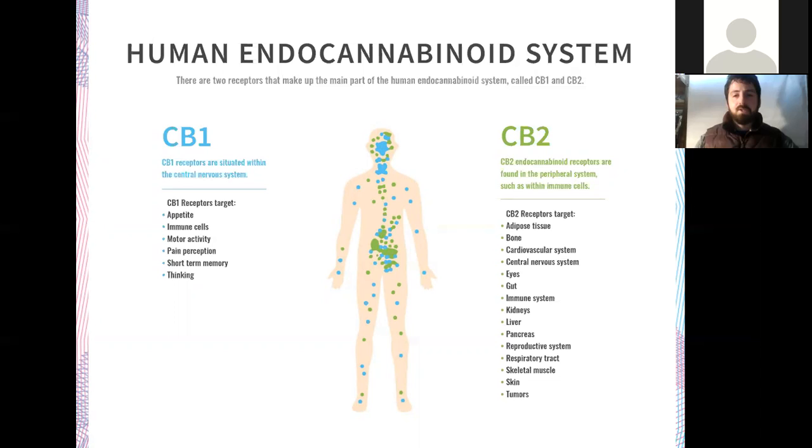And so we actually produce endogenous cannabinoids internally through dietary fats that we ingest, which then create the endocannabinoids, which are lipid-based neurotransmitters. And so we have two main endogenous ones. One of them is called anandamide, and the other one is kind of a mouthful, so we'll call it 2-AG. Those are the two main endocannabinoids that our bodies naturally produce.